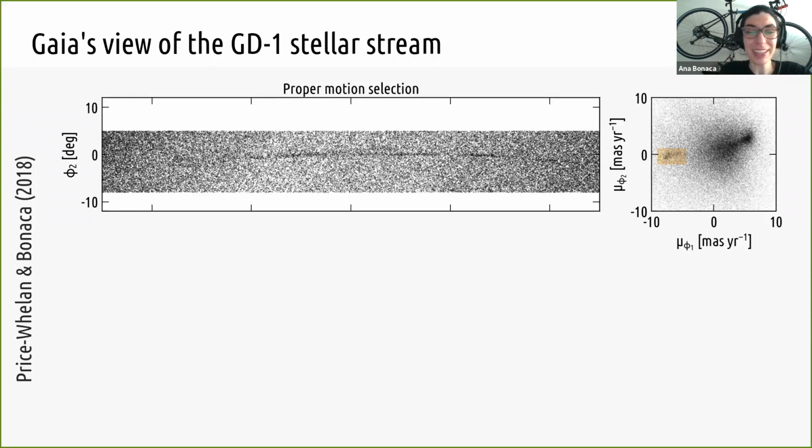And this was very exciting at the time. It was the first time we could actually see the stream in individual stars. So this has not been seen before. And it really just took 2 selections of the Gaia data, taking the distant stars with a parallax smaller than 1, and this proper motion selection.